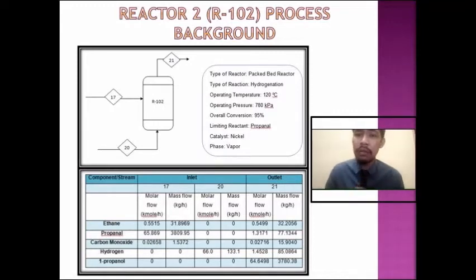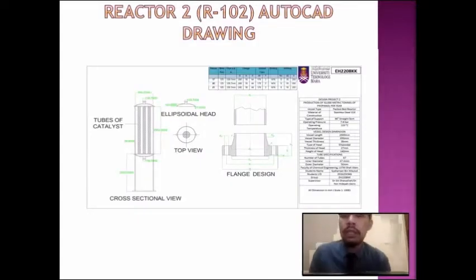Propanol is the main product for our reactor 2 because the reaction of the propanol and the hydrogen gas will form 1-propanol. Okay, next is the AutoCAD drawing.